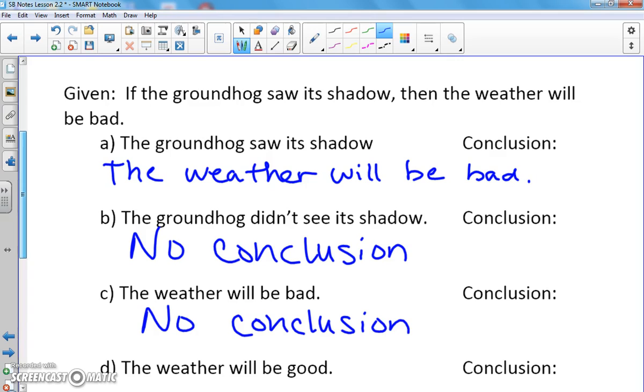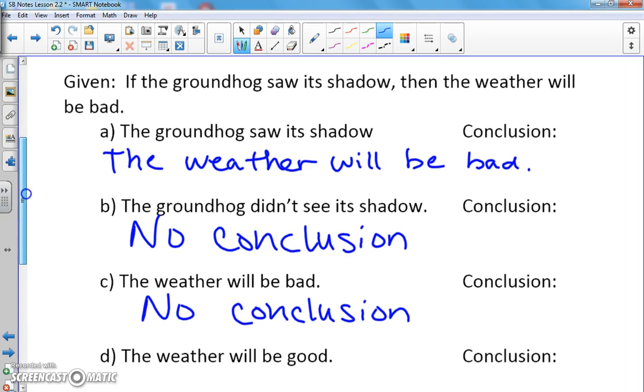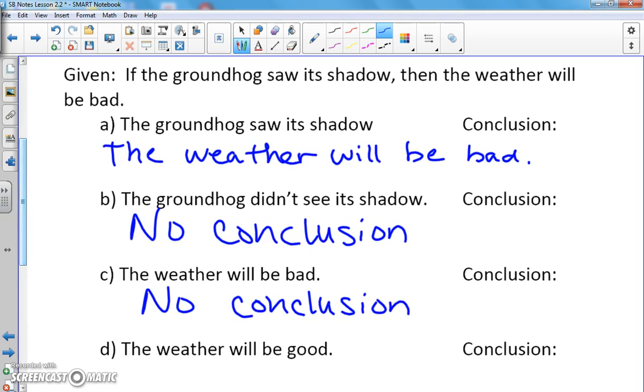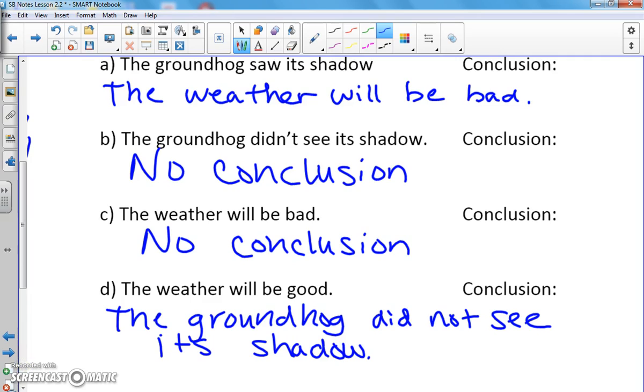The last one is that the weather will be good. So if our hypothesis is true, then our conclusion must be true. Since our conclusion is not true, our hypothesis could not be true. Therefore, the groundhog did not see its shadow. So remember, if you know the hypothesis is true, then you know the conclusion is also true. If you know the conclusion is false, then you know the hypothesis had to also be false. The other scenarios, you really cannot draw a conclusion at all.